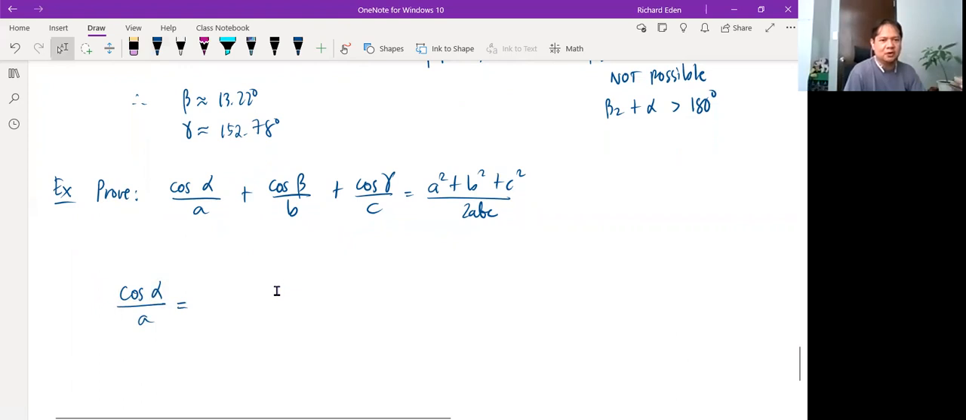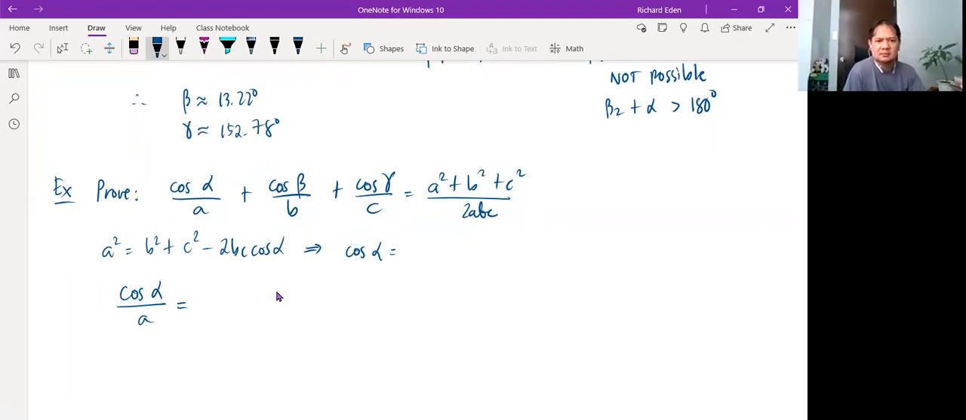Of the three statements from the law of cosines, can you recite them to me? A squared equals B squared plus C squared minus 2BC cosine alpha. Cosine alpha is equal to B squared plus C squared minus A squared over 2BC.